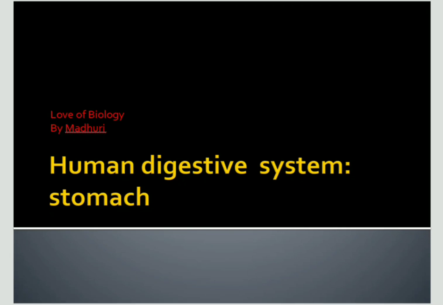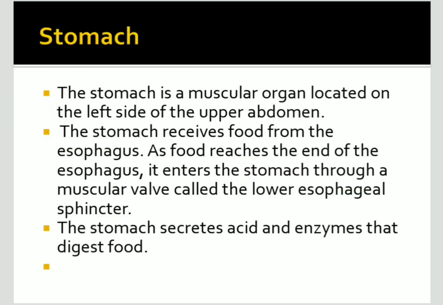Today we are going to learn about the human digestive system: the stomach. The stomach is located in the abdominal region on the left side. It is a muscular organ located on the left side of the upper abdomen. The stomach receives food from the esophagus. As food reaches the end of the esophagus, it enters the stomach through a muscular wall called the lower esophageal sphincter. The stomach secretes acids and enzymes which will digest the food.